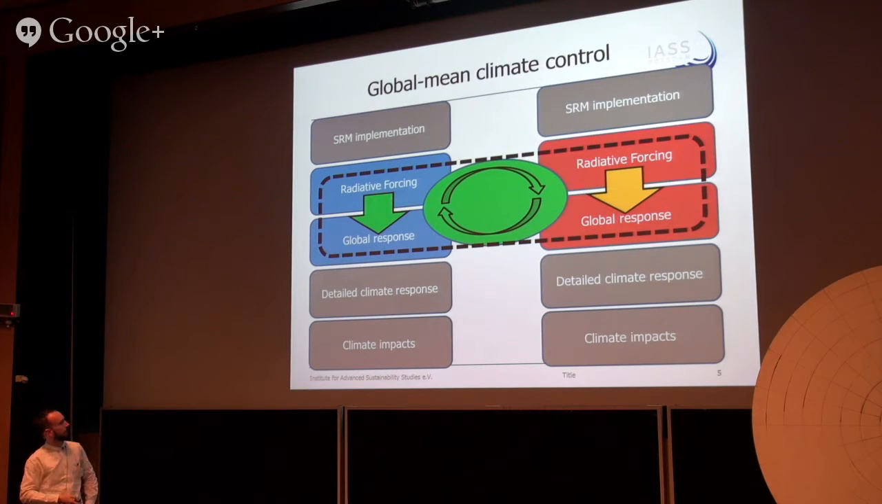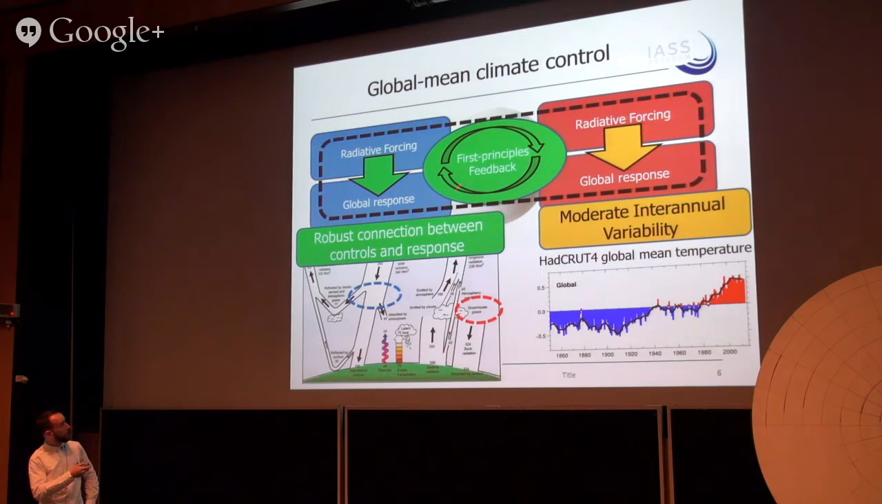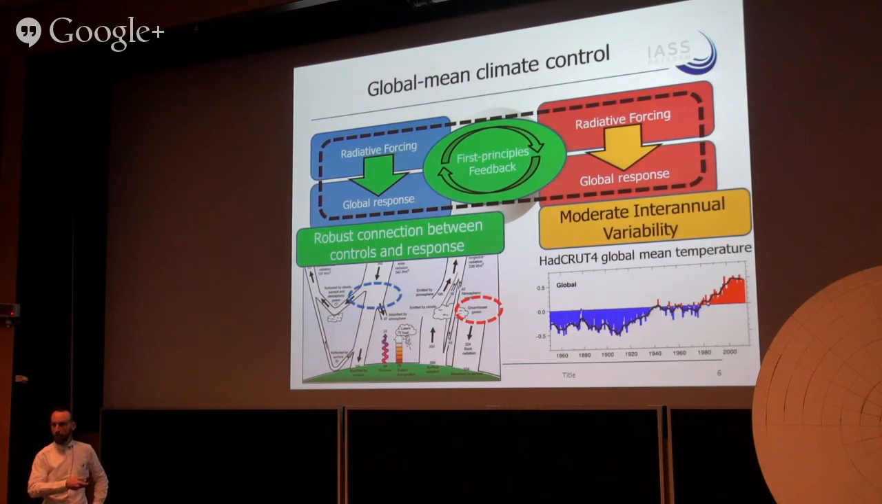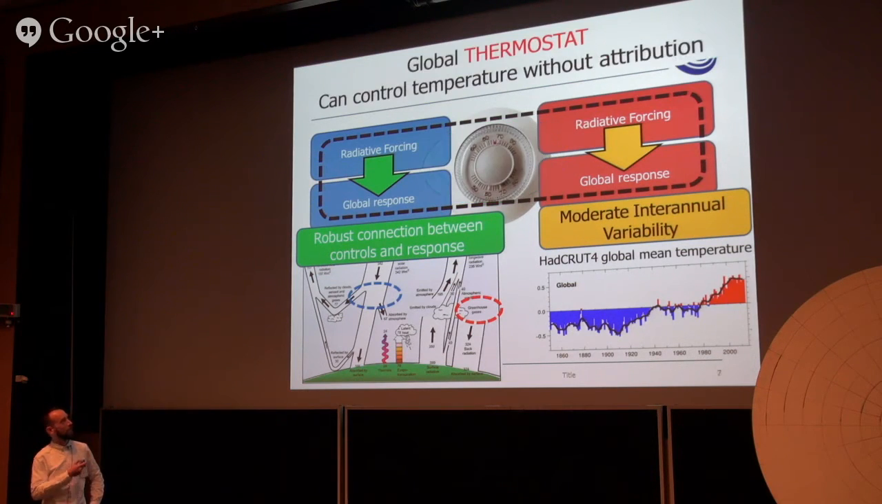So here, skip to our next slide. Here, we rely on those first principles of energy balance. Less sunlight in is going to cool the planet. So we know we're going to cool the planet if we reflect light. We've got to deal with this moderate internal variability of the global temperature. But that's okay, we've got systems to do that. In fact, it looks a little bit like a global thermostat.